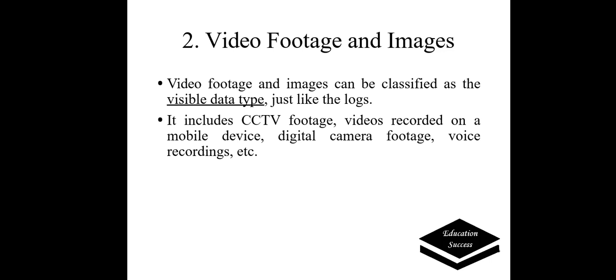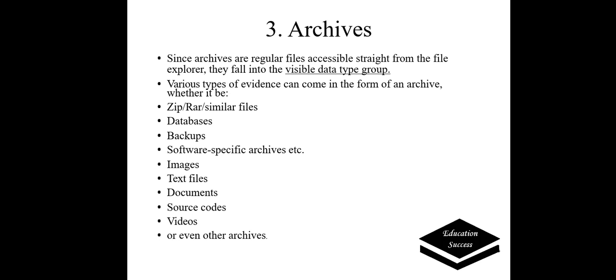The next type is video footage and image. Video footage and images can be classified as visible data type, just like the logs. It includes CCTV footage, videos recorded on a mobile device, digital camera footage, voice recordings, etc. Next type is archives data type.